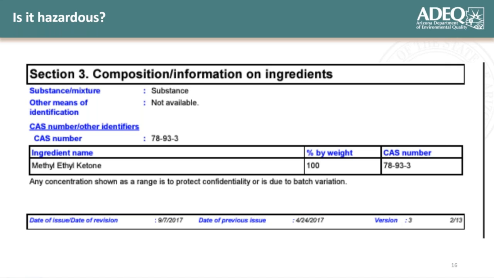Here is Section 3 of a safety data sheet from a common industrial material used as a solvent and plastic welding agent. And I'd like to give everyone a moment to determine, based solely on the composition of this material, if it would be hazardous when a waste.